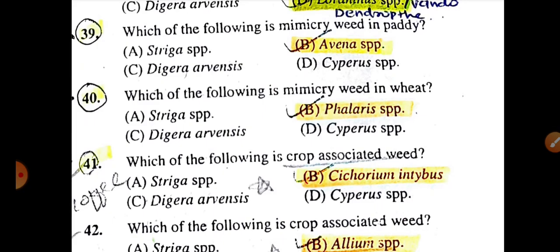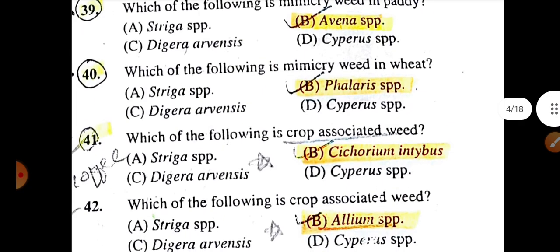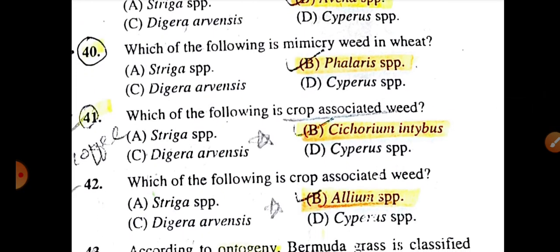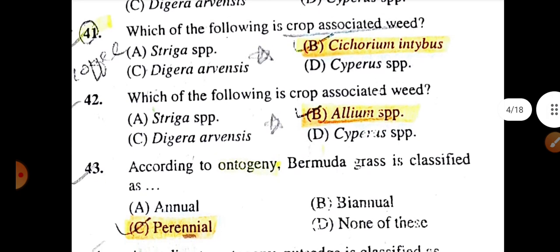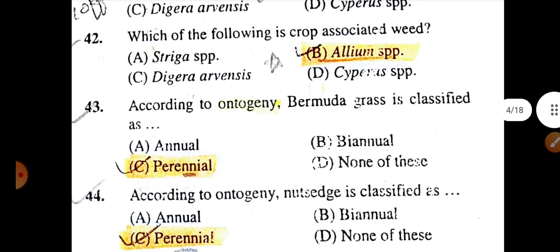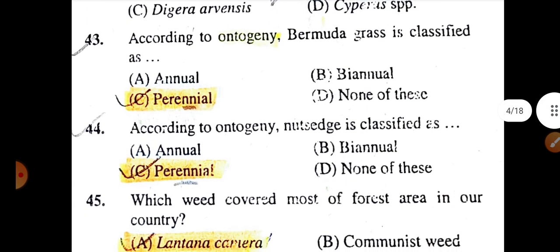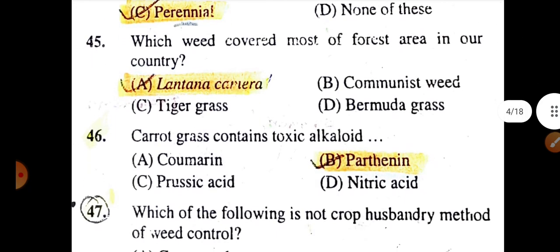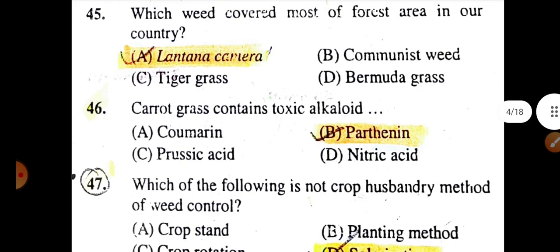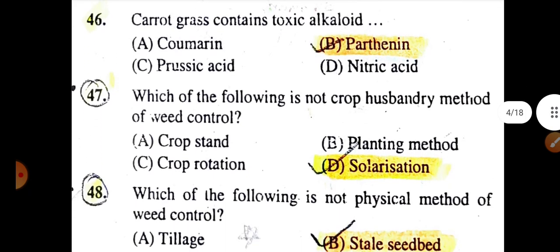A mimicry weed of paddy is Echinochloa species. A mimicry weed of wheat is Phalaris species. A crop associate weed is Cichorium intybus. Another crop associate weed is Allium species. According to ontogeny, Bermuda grass and nutsedge are classified as perennial. The weed that covers most of the forest area in our country is Lantana camara. Carrot grass contains the toxic alkaloid parthenin.